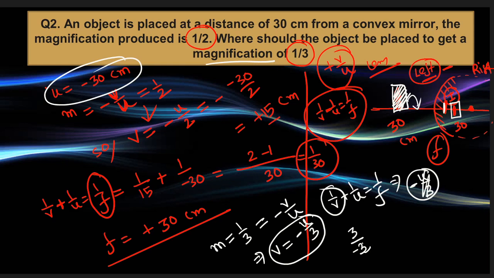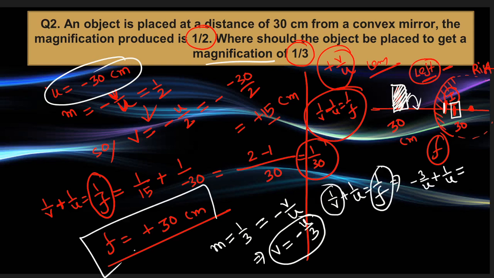Okay, now 1 by v means minus of 3 by u, plus 1 by u equals 1 by f. f is fixed, that we already calculated, that is 30. Clear? So we will put the value 1 by 30. So we just have to solve it. Minus 3 plus 1 over u equal to 1 by 30, or minus of 2 by u equal to 1 by 30, or we can say that u equal to minus 60 centimeter.